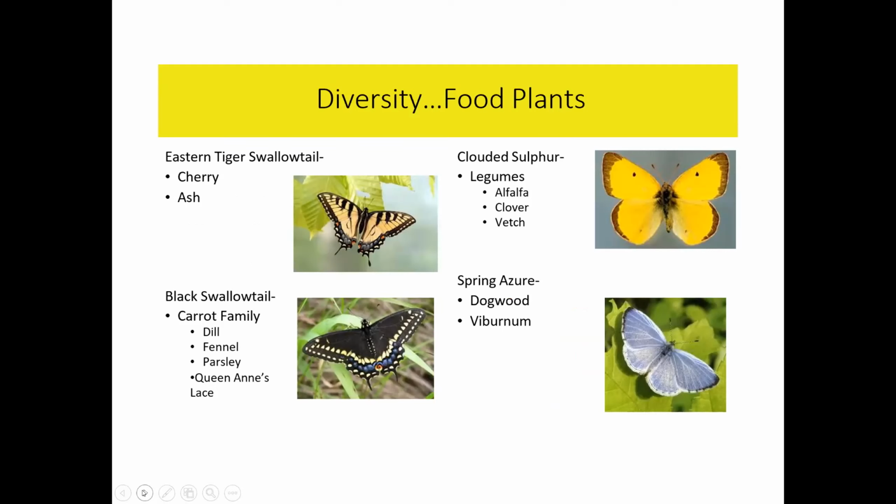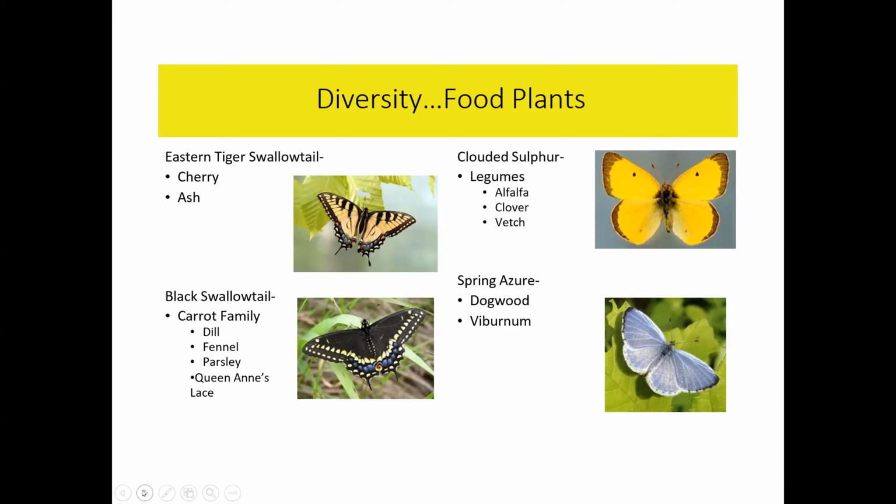Adult butterflies and moths, they will get nectar and water. They don't eat plants. The food plants are needed in the larval stage. So the larva of the eastern tiger swallowtail prefer to feed on cherry and ash. Cherry and ash are everywhere. You probably already have them in your yard or nearby. The black swallowtail larva like anything in the carrot family. So this includes things like dill and parsley. Queen Anne's lace, which is not native, is in the carrot family.